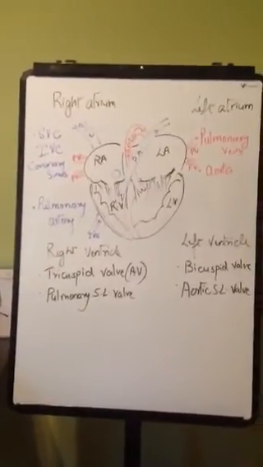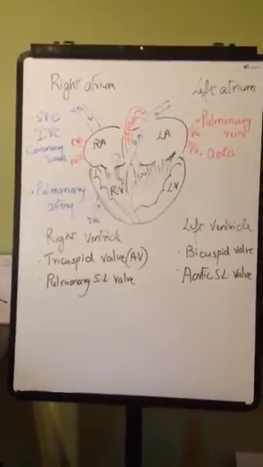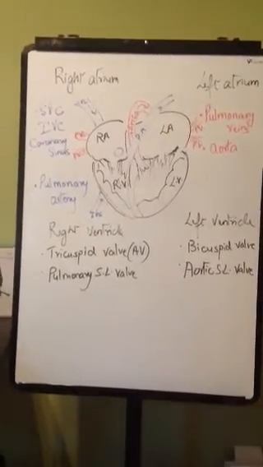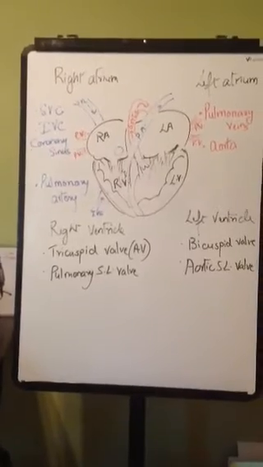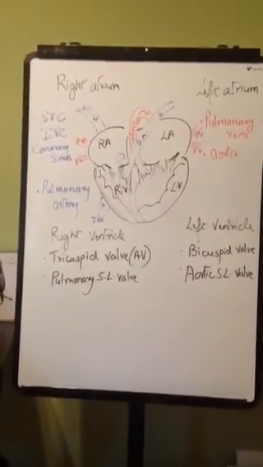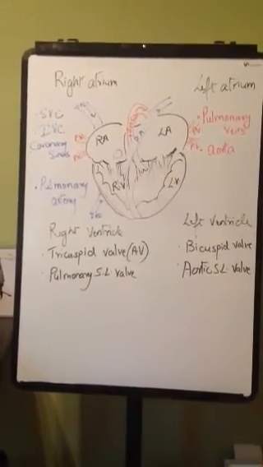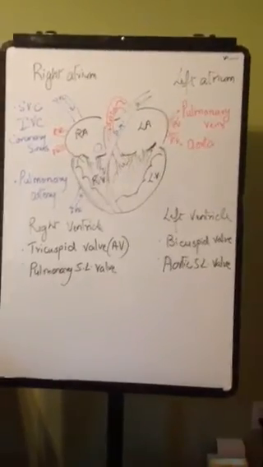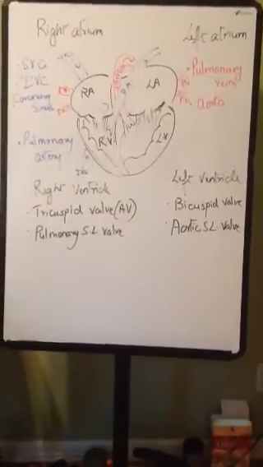So first learn this: the 4 chambers of the heart, the veins bringing blood to the right and the left atrium, and the arteries leaving the right and the left ventricle, and then the 4 valves.